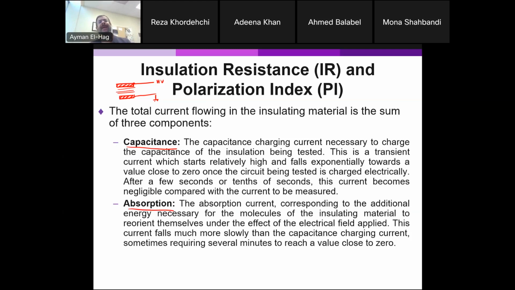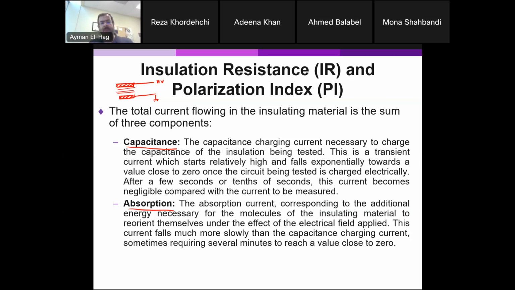And these two currents have nothing to do with the quality of the insulation. They are because of the nature of the insulation system. It's a capacitor. They are having dipoles. So it has to go through this process. This is why when you measure the insulation resistance, you cannot just apply the voltage and take the value. You have to wait. Usually we wait a few seconds, sometimes 10 seconds, sometimes 30 seconds, sometimes 1 minute, and then we take the measurement.